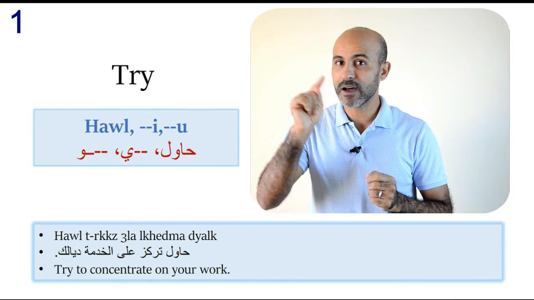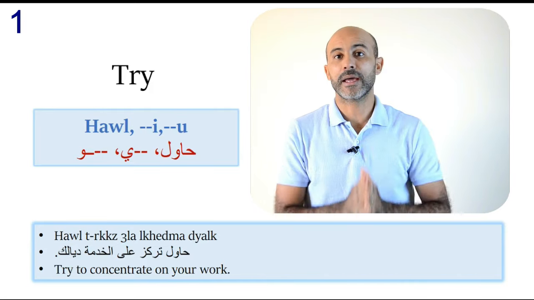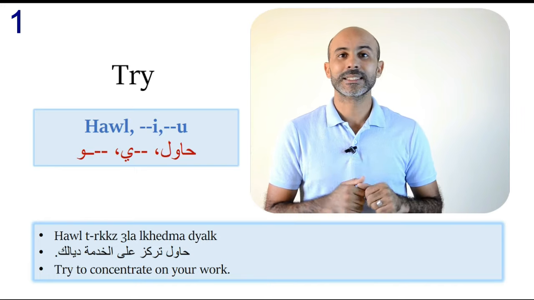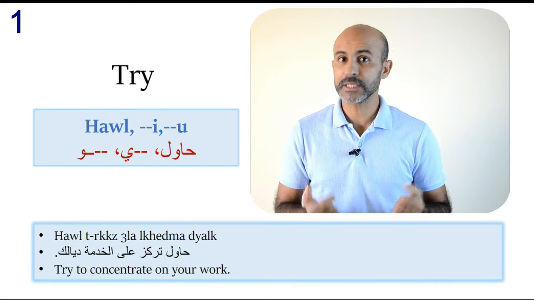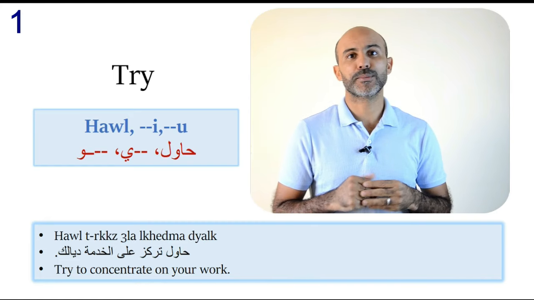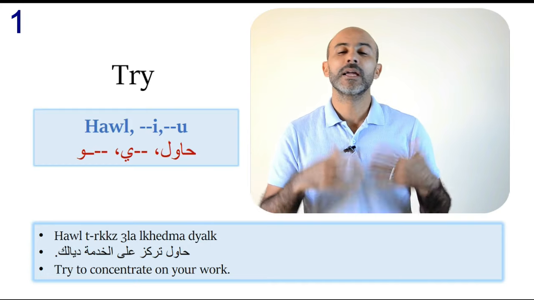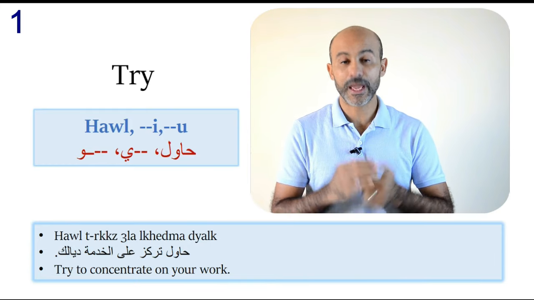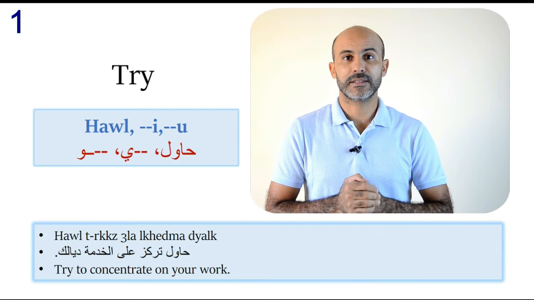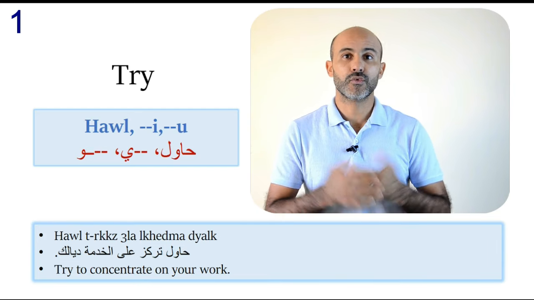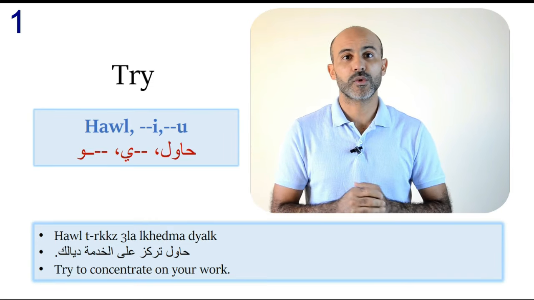It doesn't have i at the end, which means I'm not talking to a woman. I'm talking to a man. حاول تركز على. The verb ركز, which is to concentrate or to focus, needs this preposition ركز على. ركز على الخدمة ديالك is your work. حاول تركز على الخدمة ديالك. Try to repeat these sentences many times. And of course, try to write a sentence for each one of these verbs.